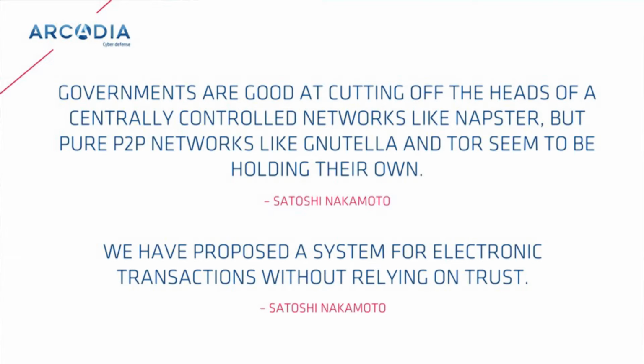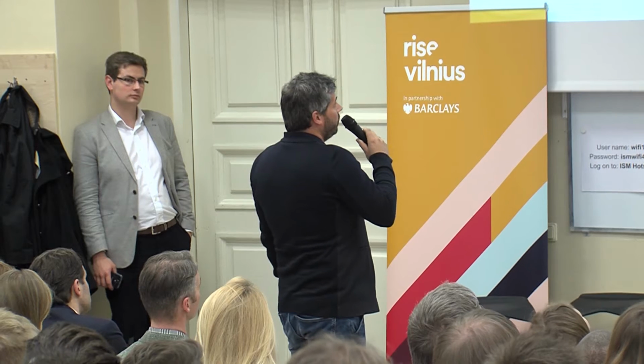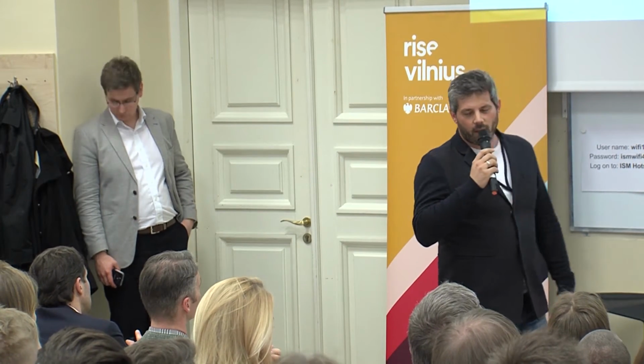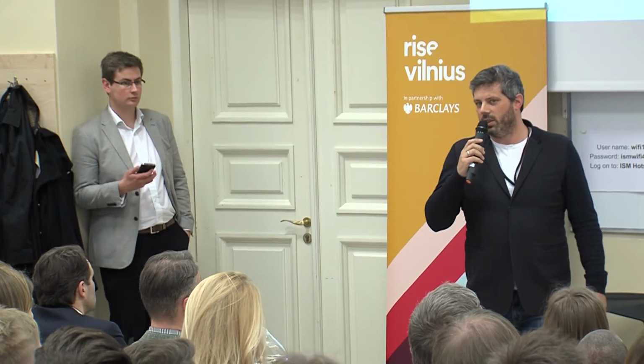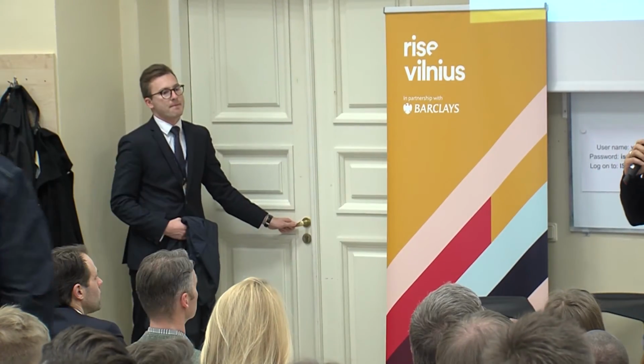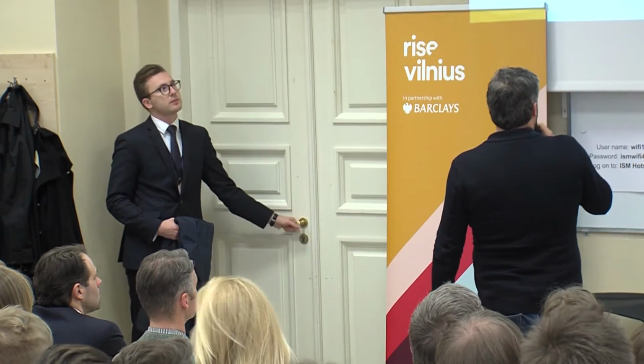Here are some interesting quotes from the inventor of Bitcoin. Governments are good at cutting off the heads of centrally controlled networks like Napster. Everybody remember Napster? The free music centralized website. But peer-to-peer networks like Gnutella and Tor seem to be holding their own. And these still are in general, except people have been taking down the centralized sources of torrents. But the networks themselves have been holding up for years and years. So this was a source of inspiration to Satoshi that we can base on to understand where Bitcoin comes from.